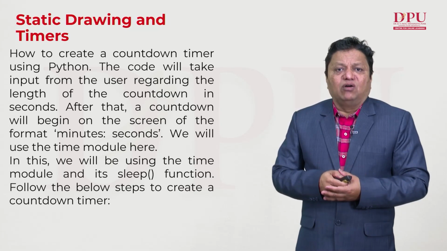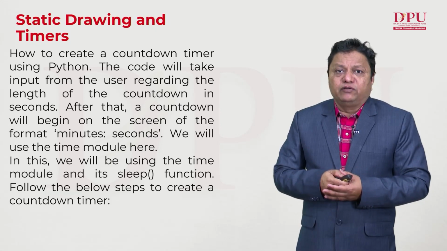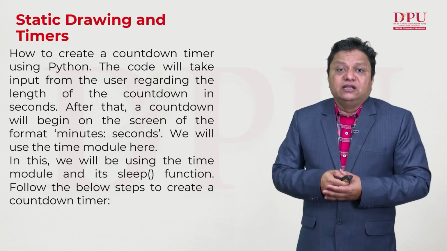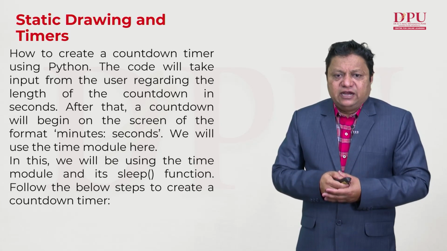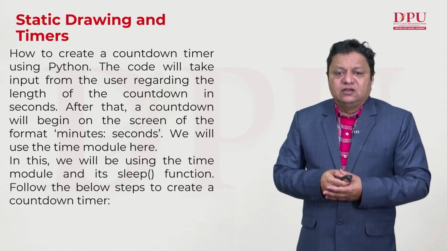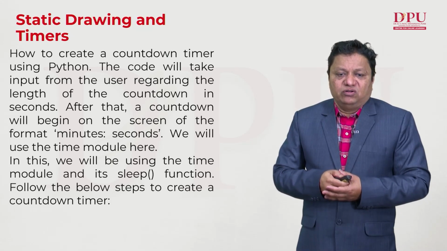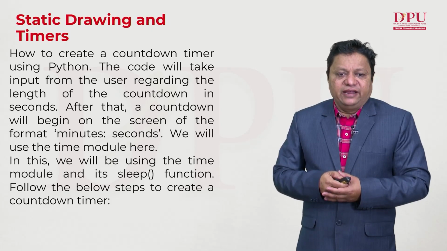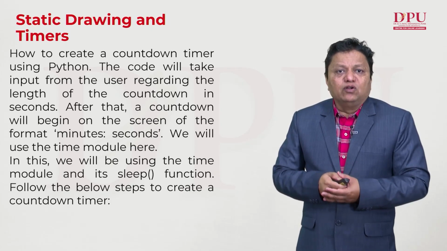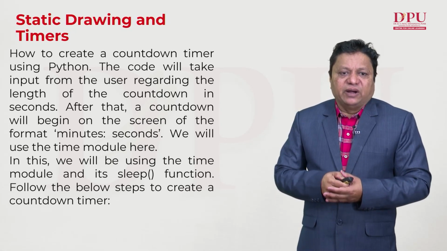Now, let us see how to perform static drawings and timers. How to create a countdown application by using Python? The code will take input from the user regarding the length of the countdown, the length of the time in seconds, and after that a countdown begins on the screen in the format of minutes and seconds. We will be using the time module and its sleep function. Follow the below steps to create a countdown application in Python.